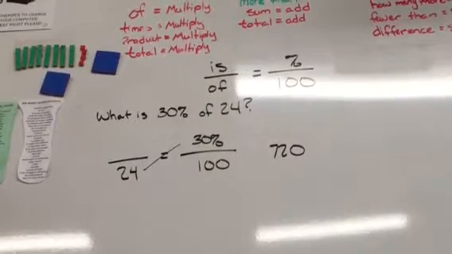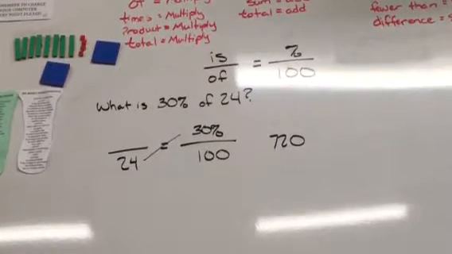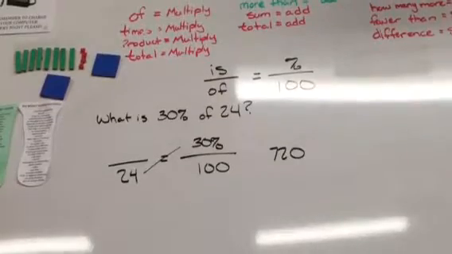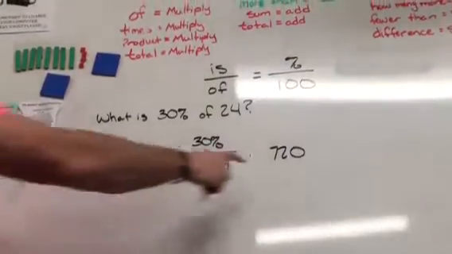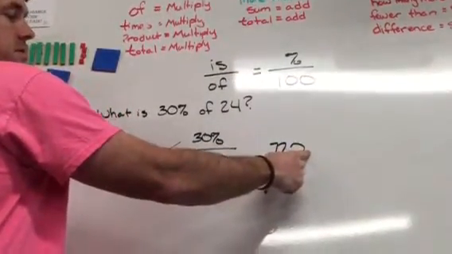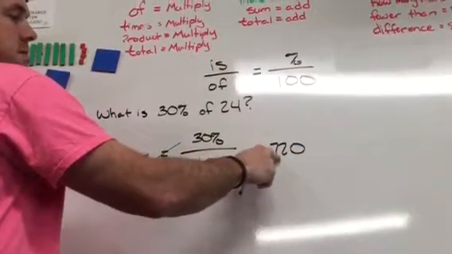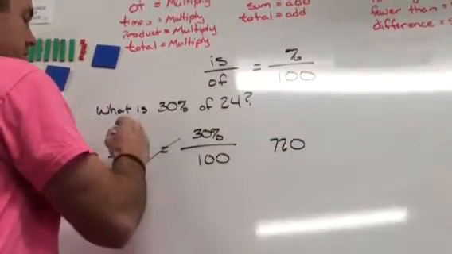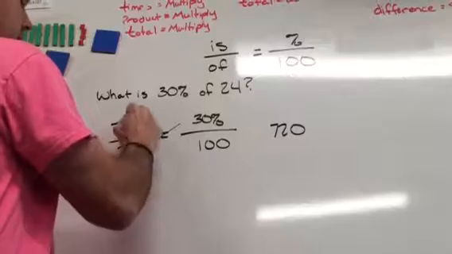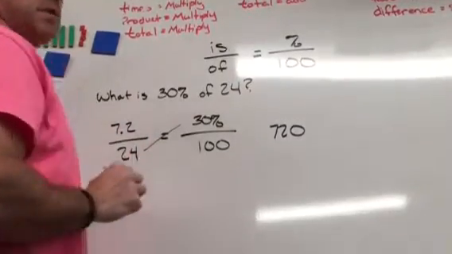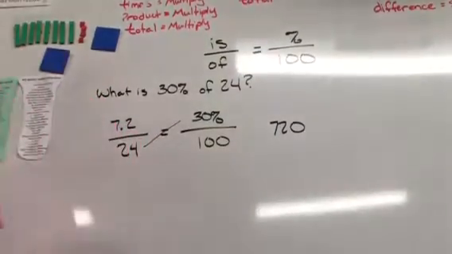What do you do when you divide by 100? You just move the decimal back. How many places? 2. So it would go from here to where? Behind the 7. Right here. Okay. So 7 and 20 hundredths is 7 and 2 tenths. Okay, 7 and 2 tenths.